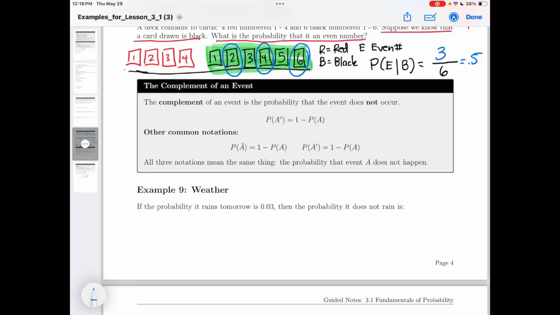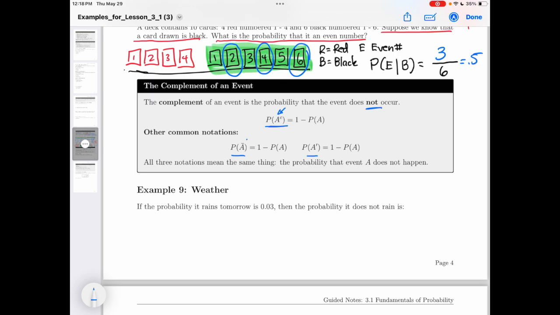The complement of an event is the probability that the event does not occur. Now, we have different notation for this. It depends on what book you're looking at. I prefer this notation, but you may see other notation, so I want to make sure I go over that with you. So the probability that event A does not occur, the notation for that is A with this little C, where we normally would see an exponent, and that stands for the complement of A.